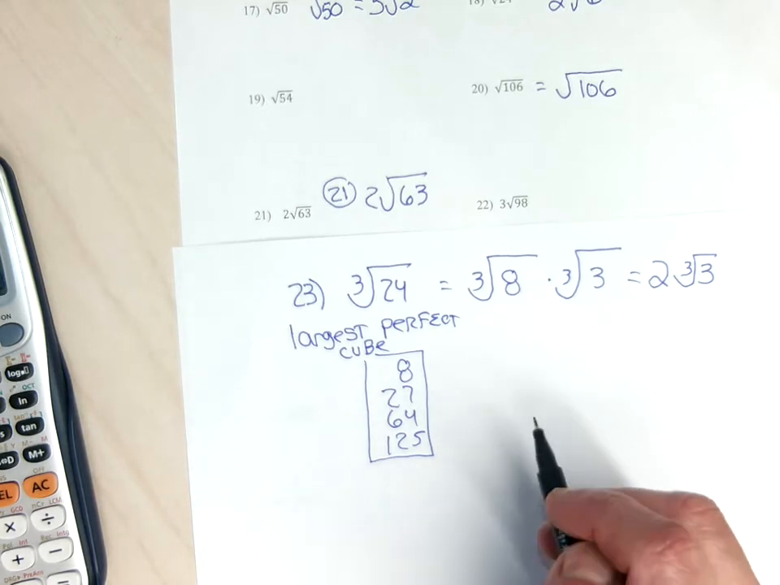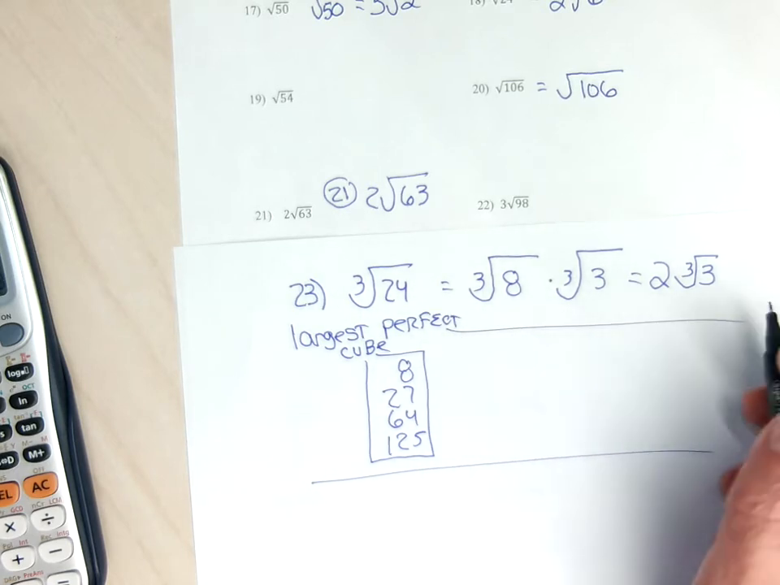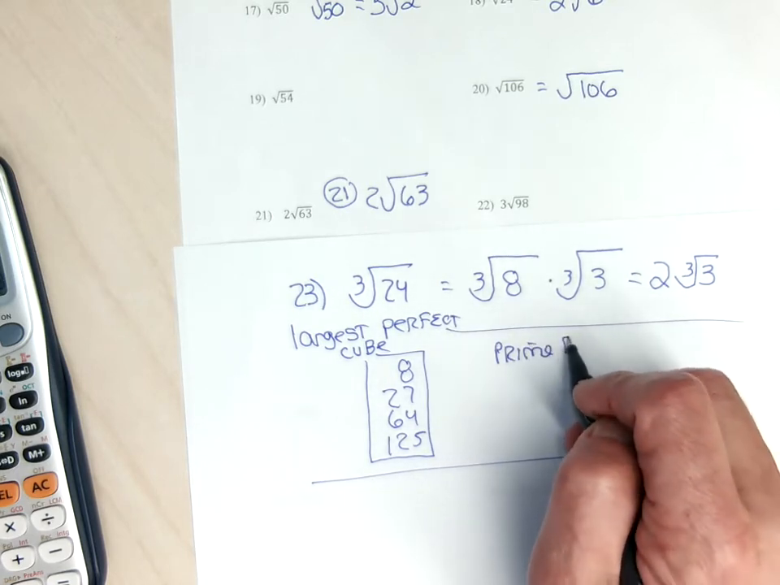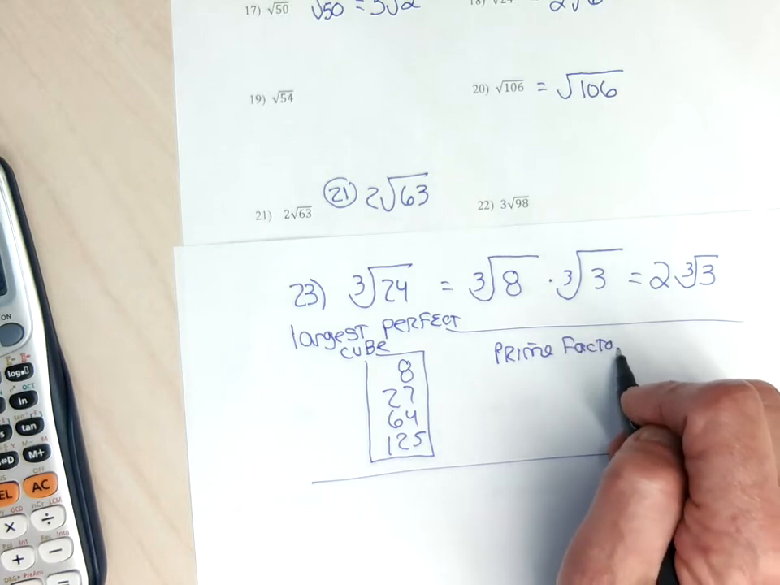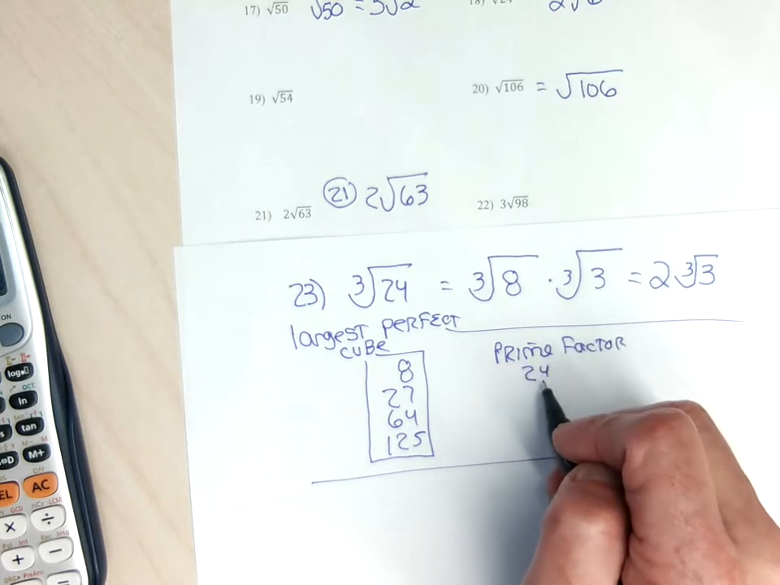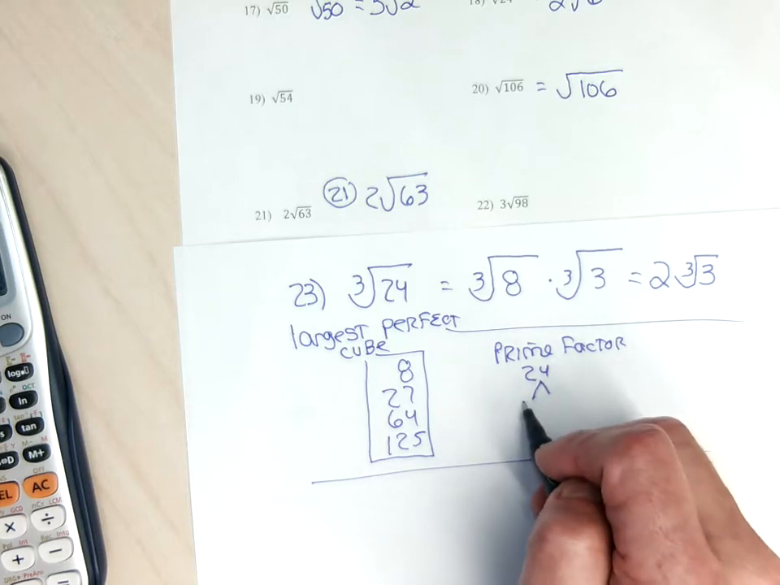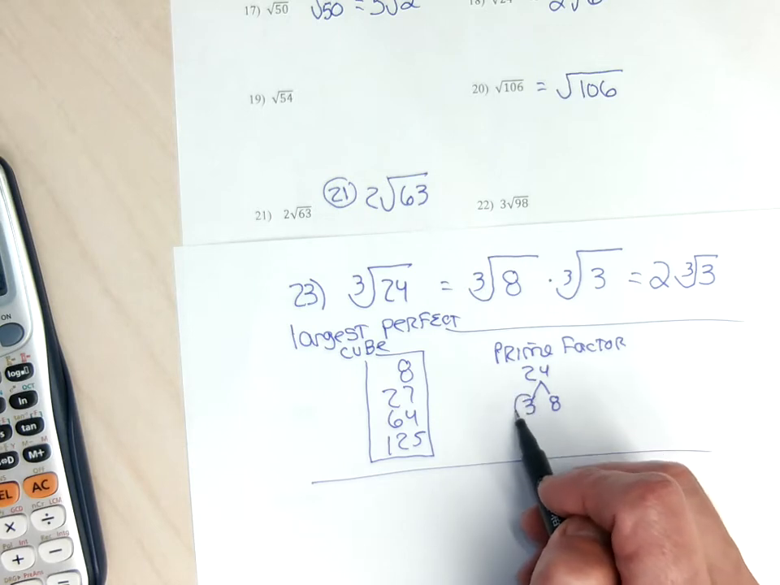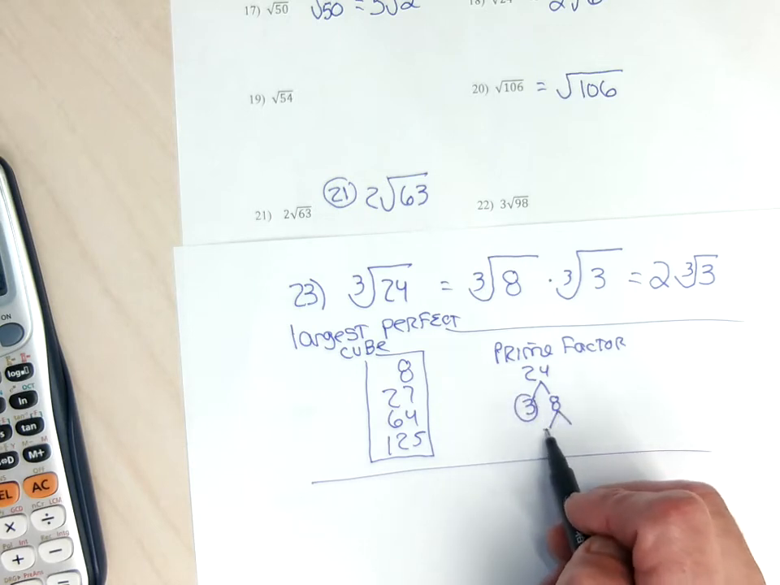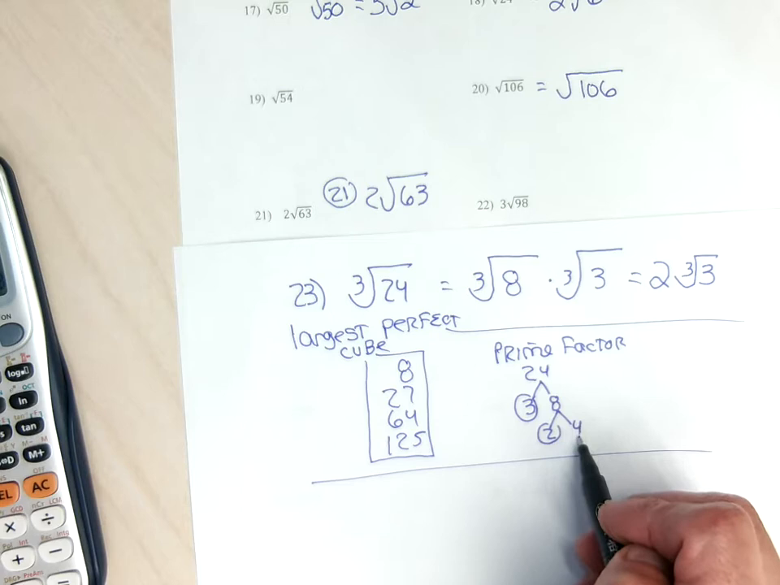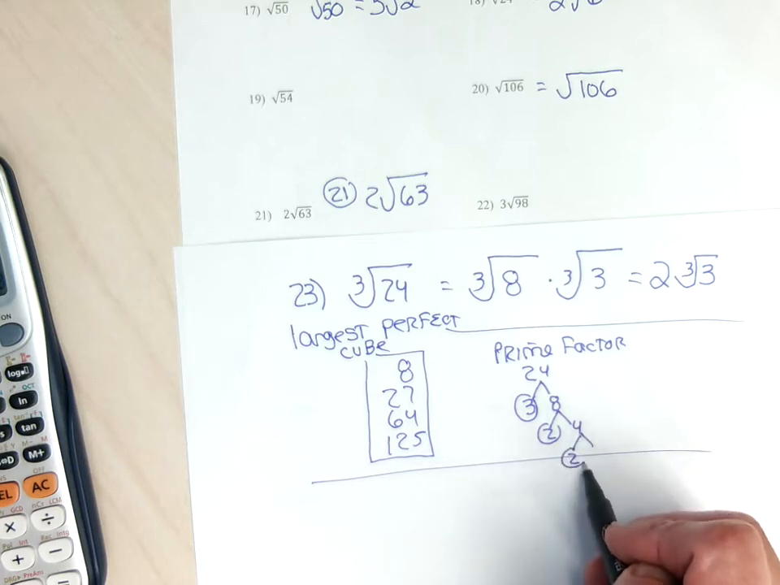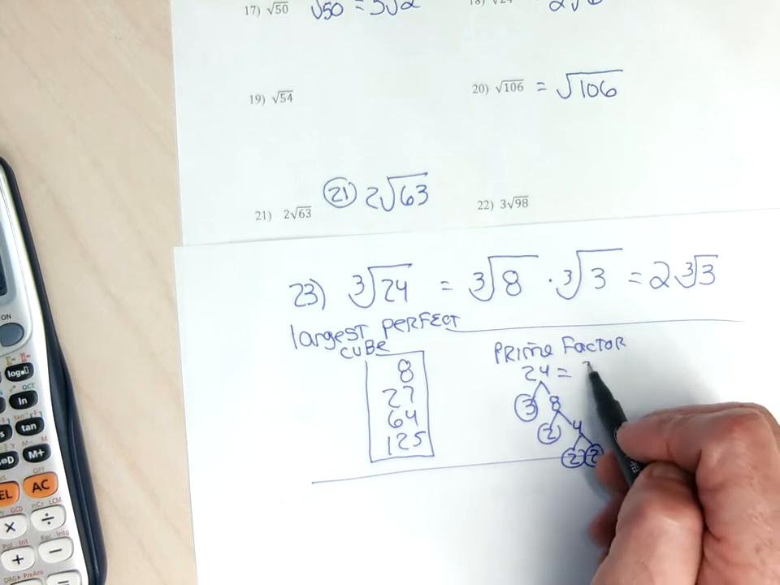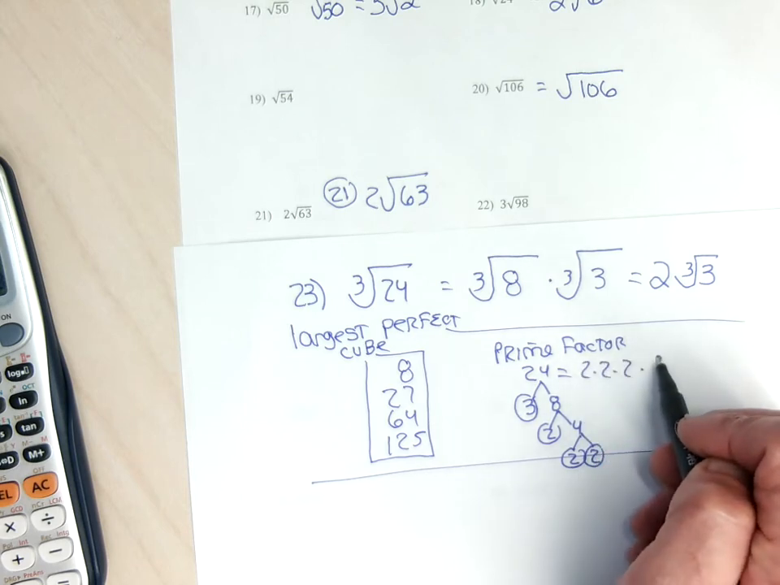The prime factor tree approach is similar, but it's a little bit different. In a square root, the prime factor tree approach, every time you get 2, you get 1 out front. Not the case for cube roots. I'm going to do a by hand prime factor tree. 24 is 3 times 8. 8 is 2 times 4. 4 is 2 times 2. The prime factoring for 24 is 2 times 2 times 2 times 3.